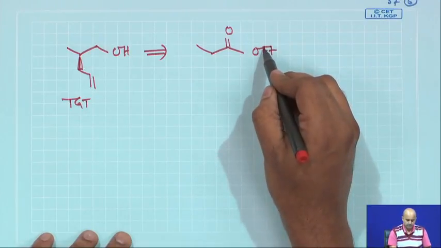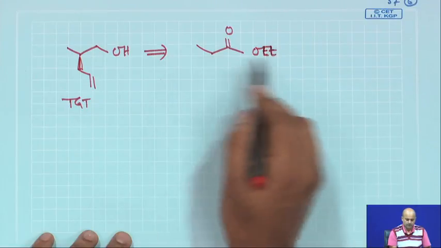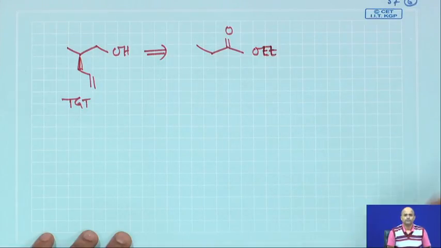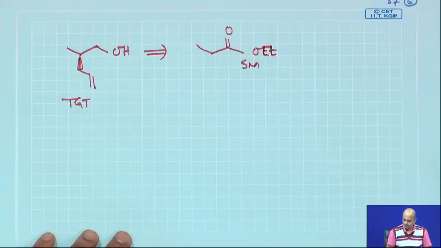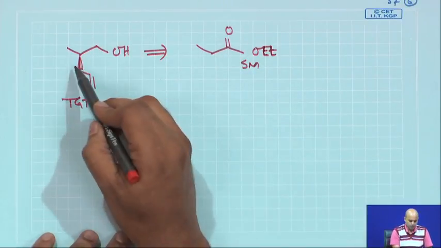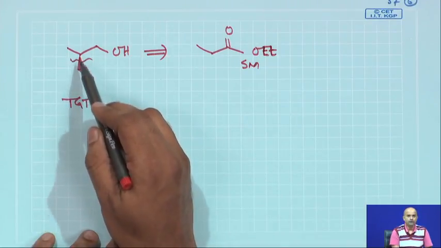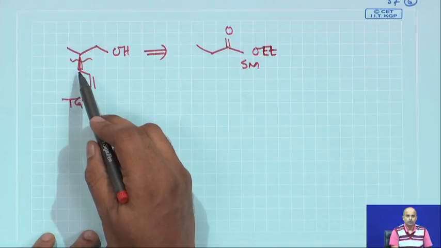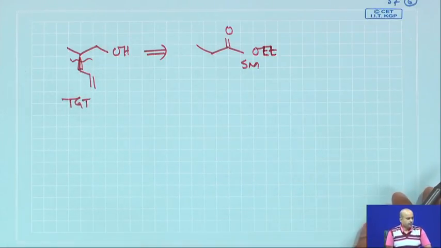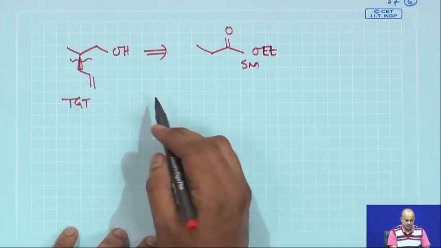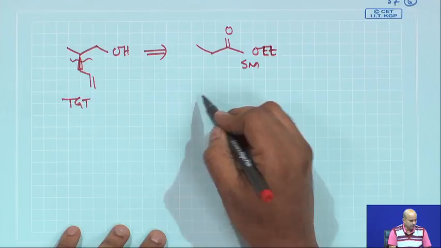This ester, ethyl propionate, I am giving to you as the starting material. So, it is an achiral compound. What basically do you need to do? You need to put a carbon-carbon bond here in a stereo-controlled fashion. Now I am doing the retro.